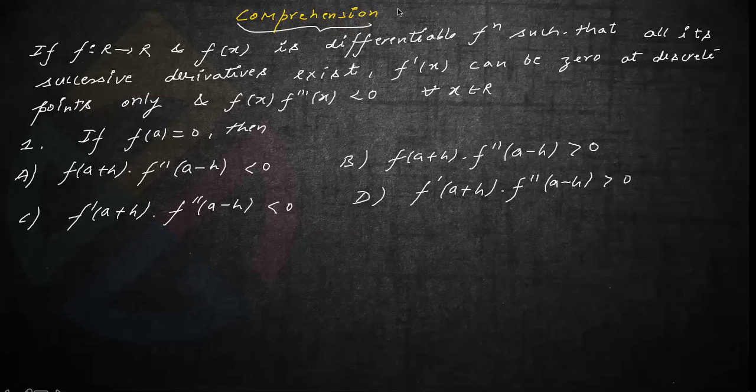So here we have the comprehension. It is a good question. If f belongs to R and f(x) is a differentiable function and all its successive derivatives exist, f dash x can be zero at discrete points only. All the words are important. And you have been given that f(x) into f double dash x, the double derivative, is less than 0 for all x belongs to R.